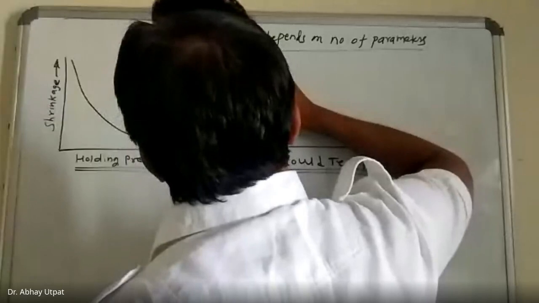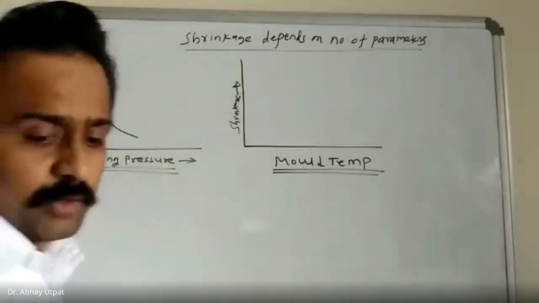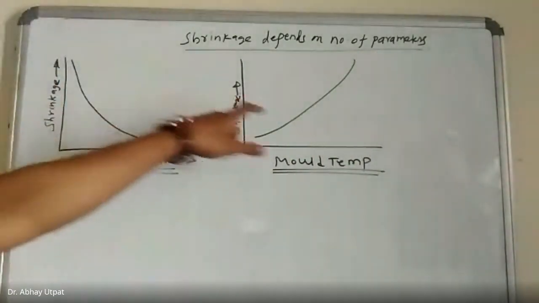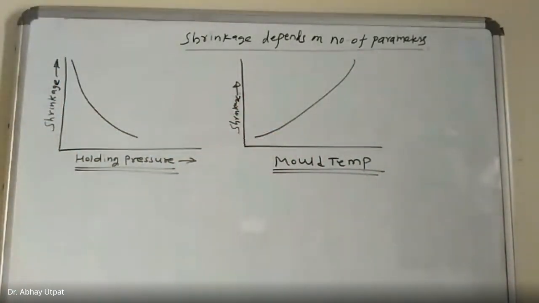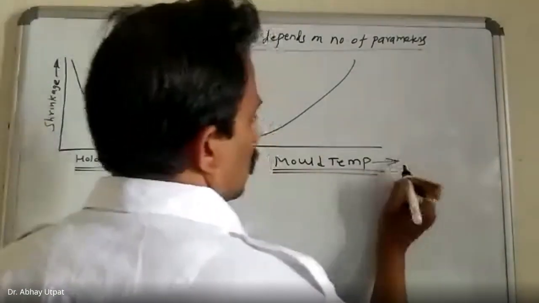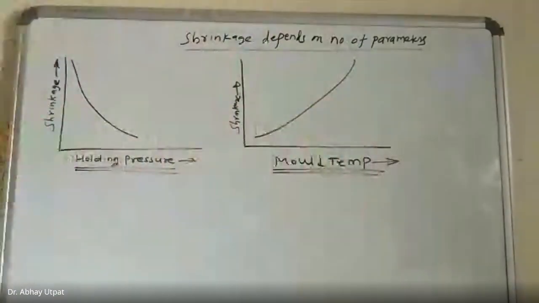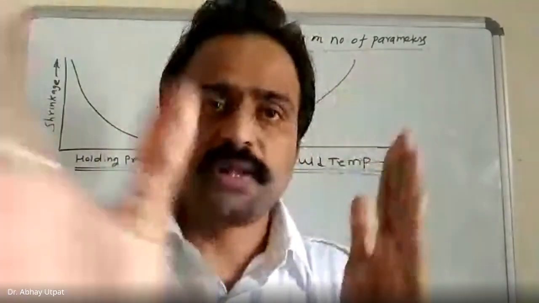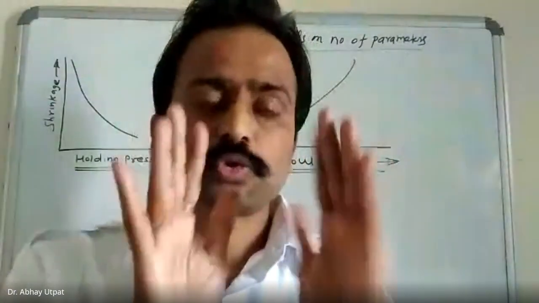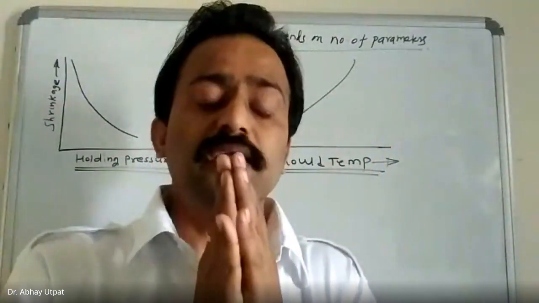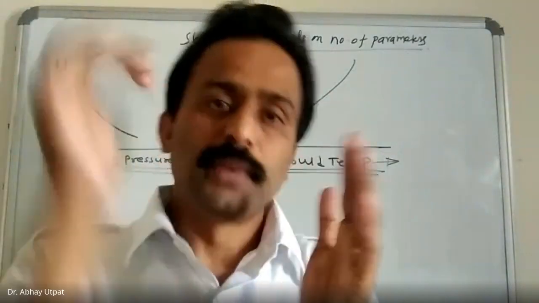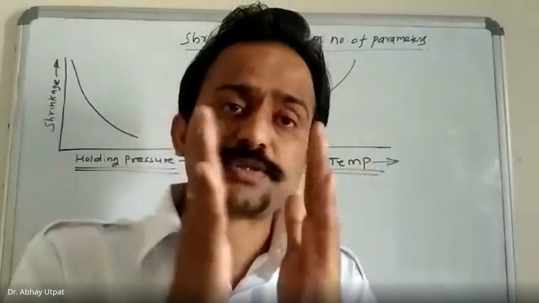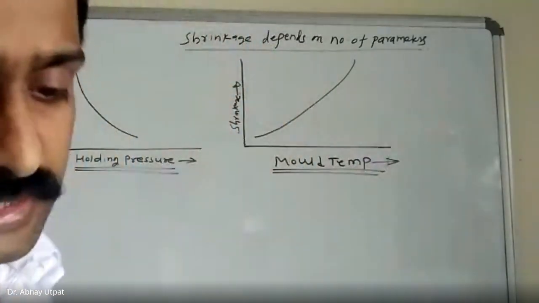Shrinkage and mold temperature. See the graph now. It is exactly reverse of this. As mold temperature increases, shrinkage also increases. Mold temperature means what? This is the mold wall. This is one half, this is another half. So these two halves, if they are very hot, the material inside is hot and the wall may also be hot. So if the mold temperature is more, chances of shrinkage are more.